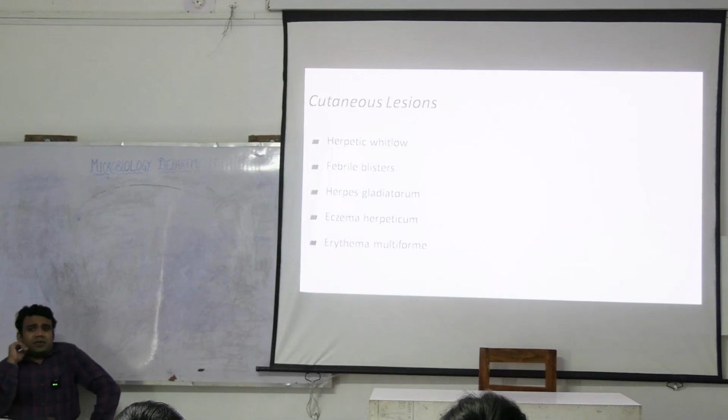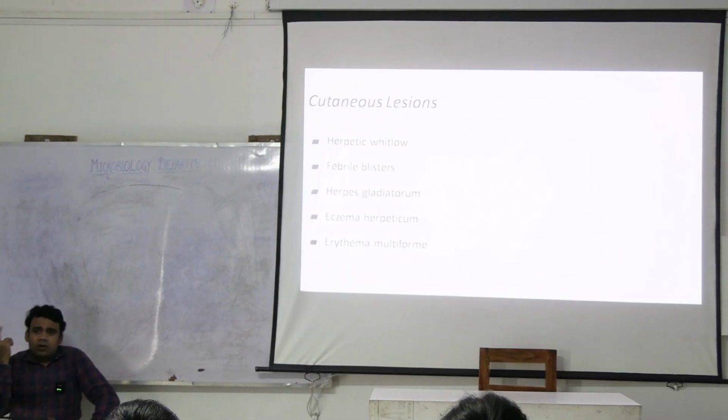Some of the specific lesions are named after specific sites. For example, herpetic whitlow. Herpetic whitlow is a typical herpetic lesion that is seen on the fingers. This was earlier seen when most of the medical practitioners were not using gloves for examination of the patient. So after the gynecologist did the vaginal examination without a gloved hand, this virus can infect the finger of the doctor, causing lesions on the tip of the fingers. That is called herpetic whitlow.